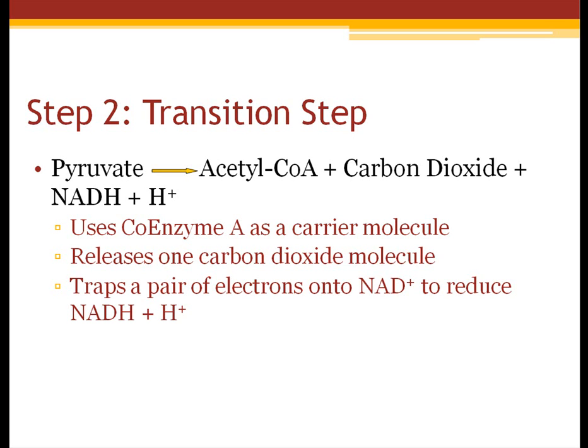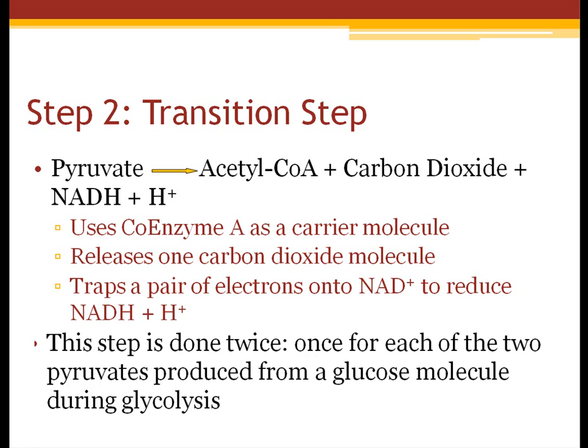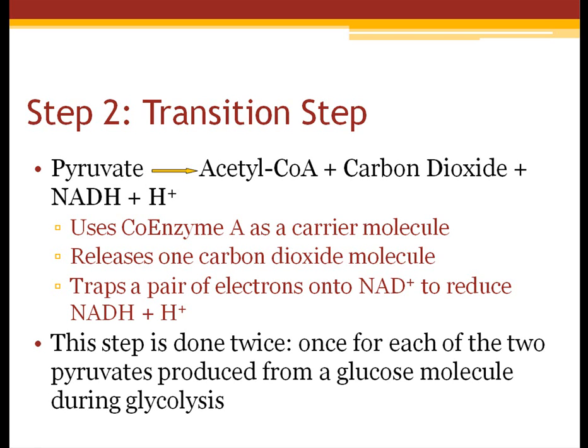Remember, NADH are our electron carriers. They are like a taxi cab driver. The more fares you pick up as a taxi cab driver, the more money you can produce. NADH is the same way. The more NADH that can be made throughout the process of cellular respiration, the more energy can be produced. Because there are 2 pyruvates created at the end of glycolysis, we do see this transition step occurring twice.